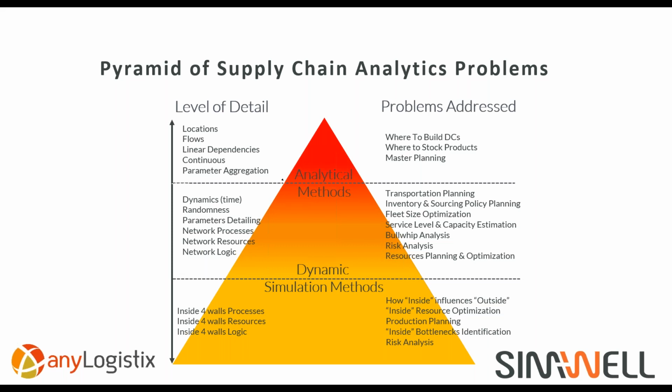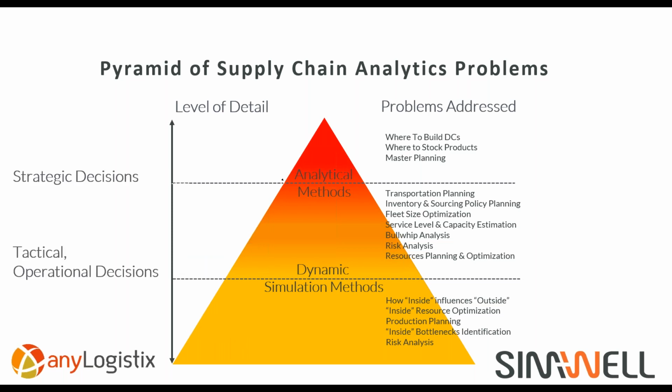Now, at the top of the pyramid, we're looking at mostly strategic and tactical decisions. This is where we do a lot of network design. As we move down towards the bottom, or simulation, we get into more tactical and operational decisions. This is how anyLogistix helps you to be more innovative in your approach. Most supply chain tools focus on optimization and solve the top of this pyramid. anyLogistix helps supply chain teams solve all of these problems because of its innovative use of simulation and optimization.